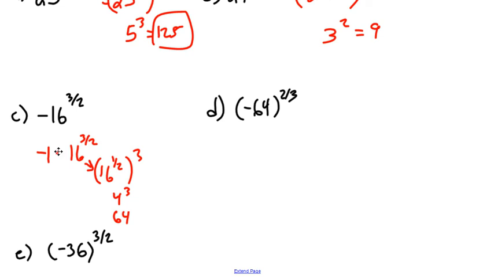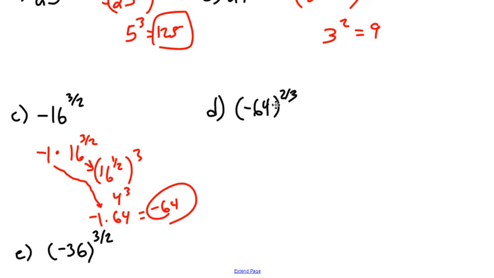Okay, but we can't forget about this little negative guy. So we have to multiply this by -1. So that means our final answer is -64. Now, what about this dude right here? Well, let me show you, all right?